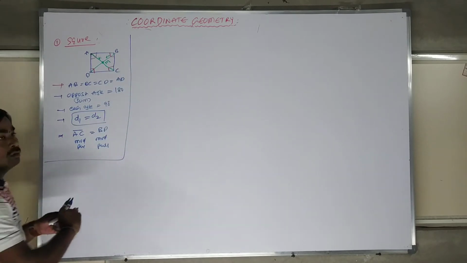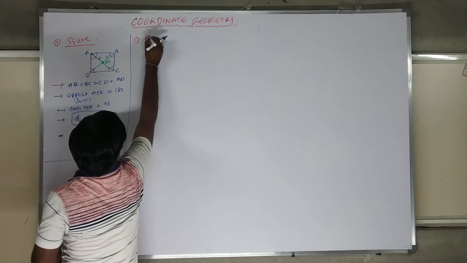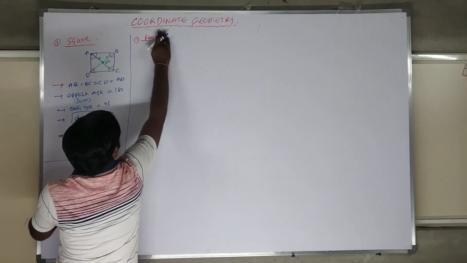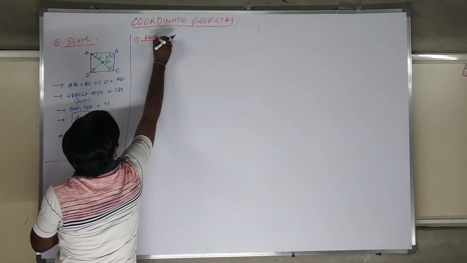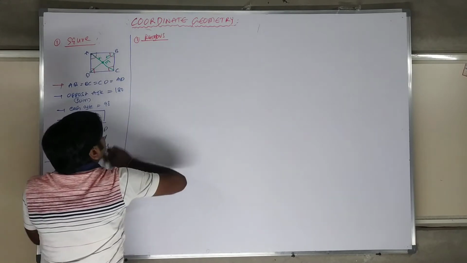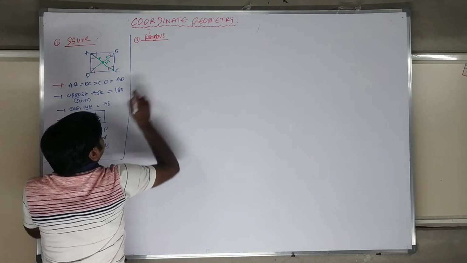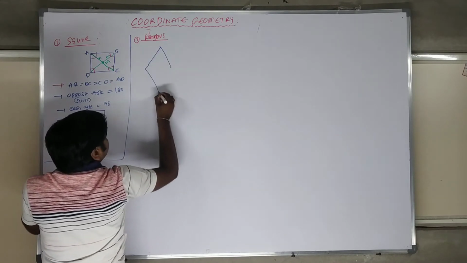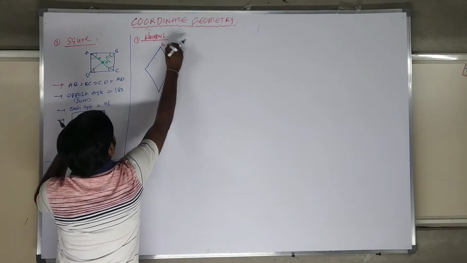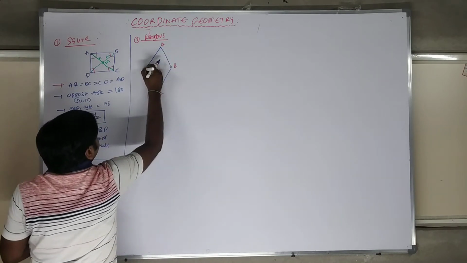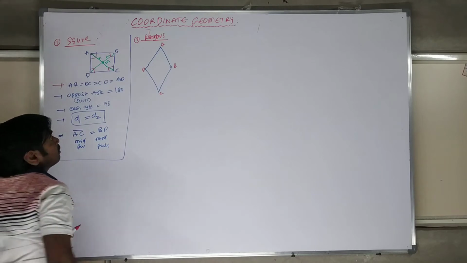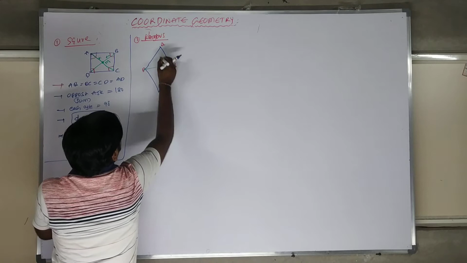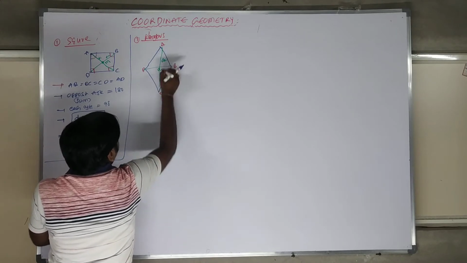Now immediately switch on to the rhombus. Our next quadrilateral is the rhombus. Here I should draw the rhombus. The rhombus should look like this. We have points ABCD over here. What is the condition? We have to know D1 and D2. This is the D1 diagonal and this is the D2 diagonal.